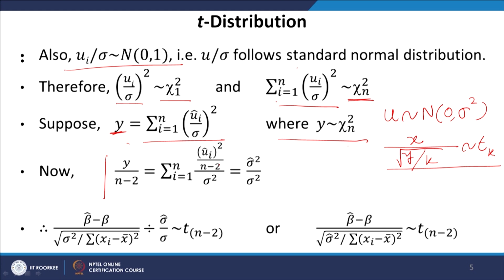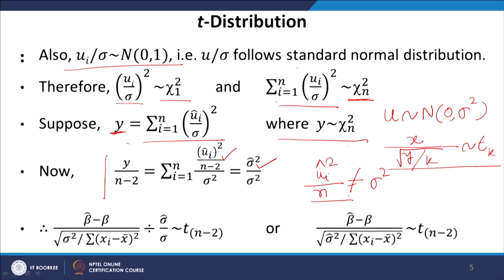Now, you know that summation u_i hat square divided by n minus 2 is actually the sample estimator of the population variance, which we denote by sigma hat square, because it has already been proved and mentioned that summation u_i hat square divided by n is not equal to sigma square. This is a biased estimator of the population error variance.